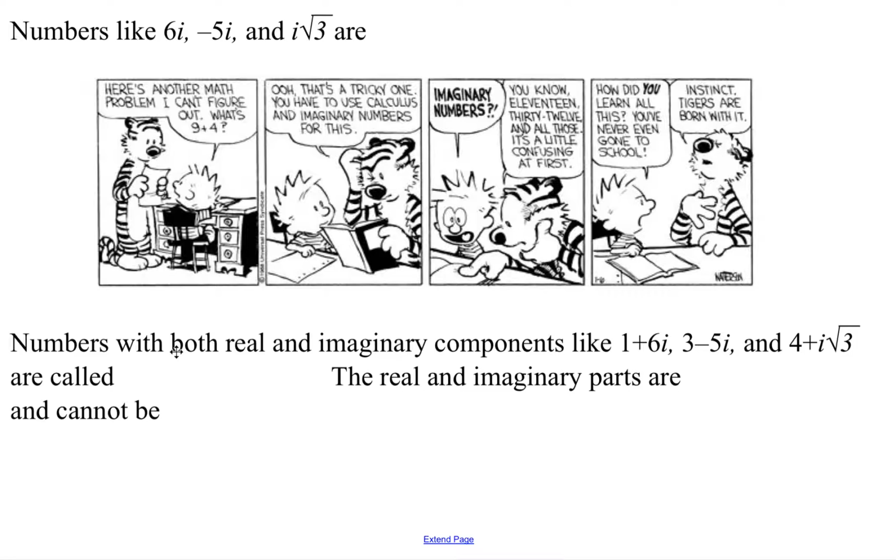Sometimes we have numbers that have both real and imaginary components, and they look like this: 1 plus 6i, or 3 minus 5i, 4 plus i square root of 3. These we call the complex numbers. The real and imaginary parts are not like terms, they cannot be combined. So this 3 cannot be combined with the 5i. Things that don't have an i cannot be combined with things that do have an i. They are not alike.